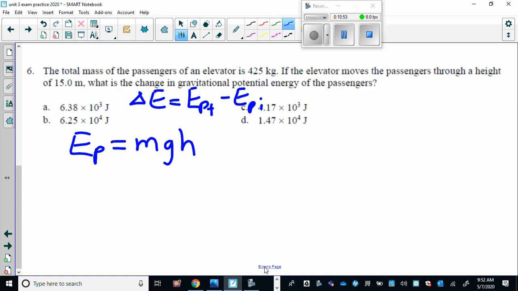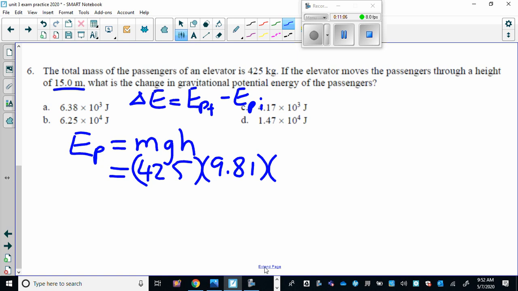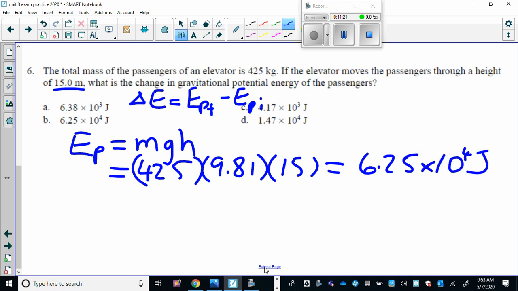We just need to find out how much gravitational potential energy was gained when they went up 15 meters. So very simply, 425 times 9.81, no negative because energy is a scalar quantity, times 15, and that should spit out an answer of 6.25 times 10 to the 4 joules. B.